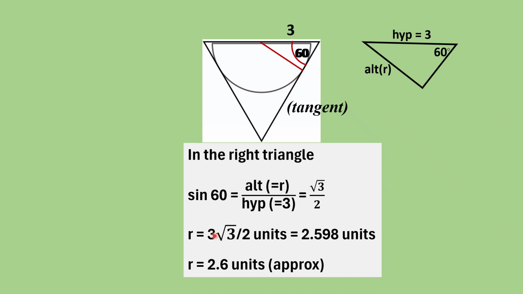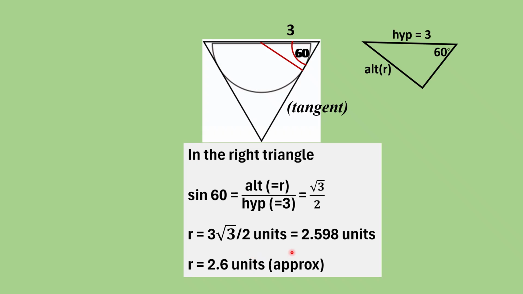Now you can keep it as it is, 3 root 3 by 2, or you can put root 3 equal to 1.732, and you will get 2.598 or 2.6 units approximately. That is the radius of the semicircle.